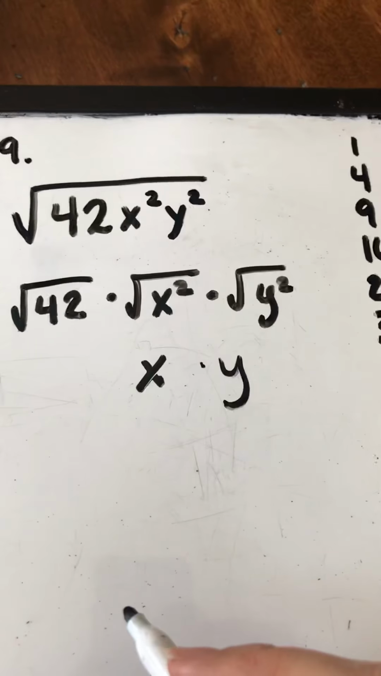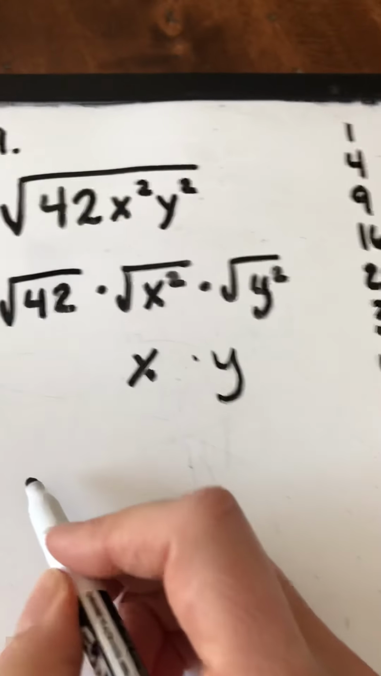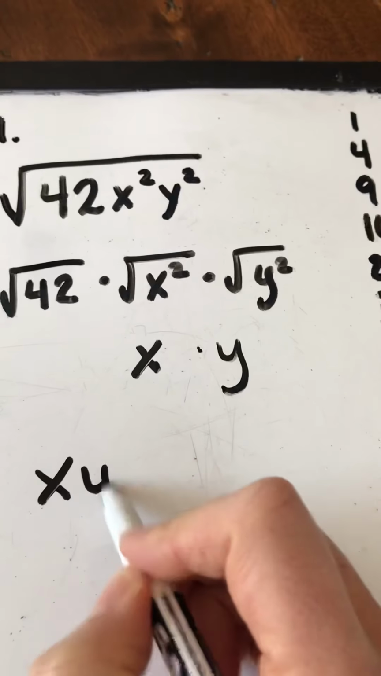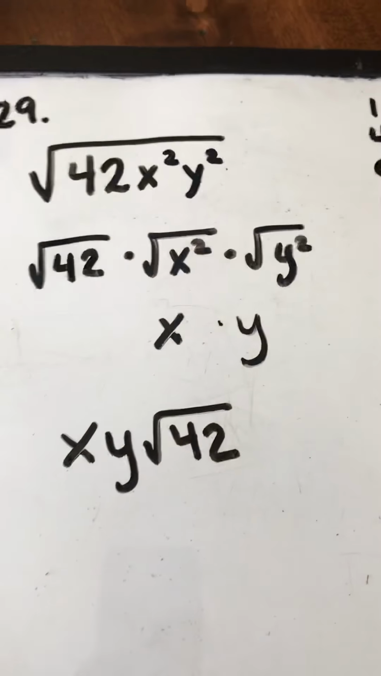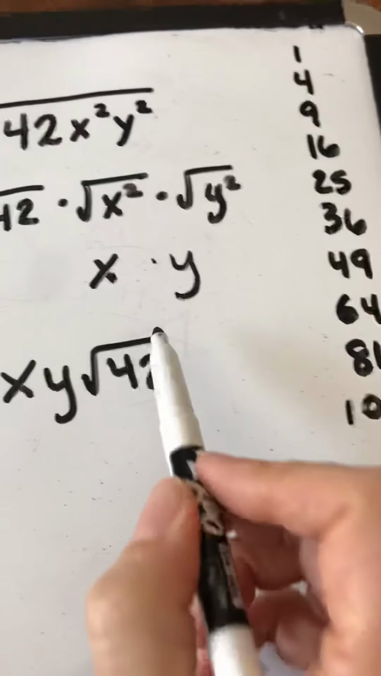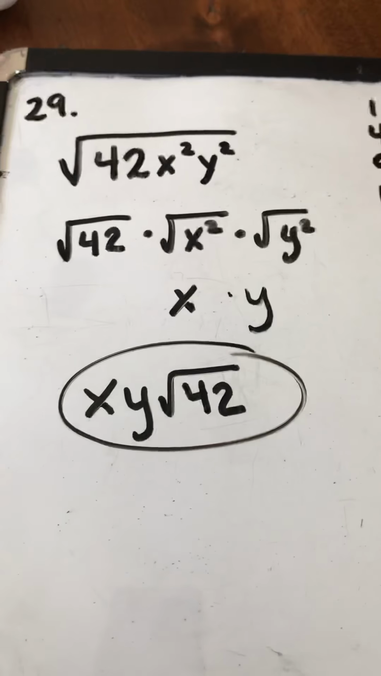The way we're going to write our final answer, because these aren't in square roots anymore, those come outside it. X times y is xy, and we still have the square root of 42. And that's the final simplified answer for 29.